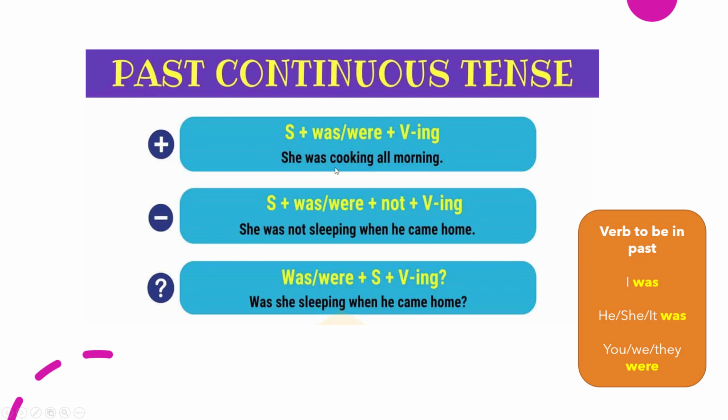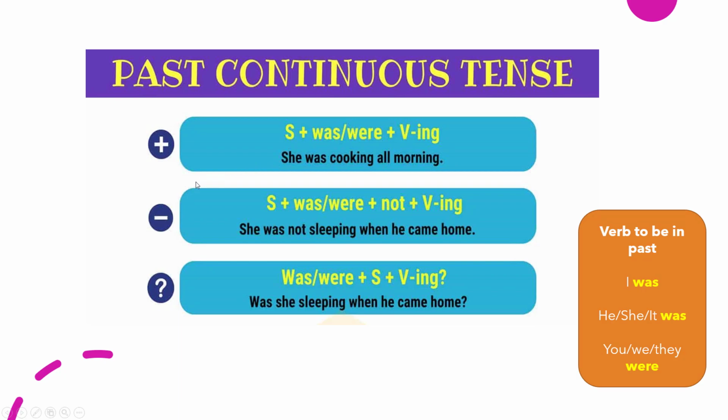Okay, so let's see the example. She was cooking all morning. This happened all morning in the past and during a period of time. She was cooking all morning. So the only difference with the present continuous is the use of the verb to be. In this case, was, because the subject is she.